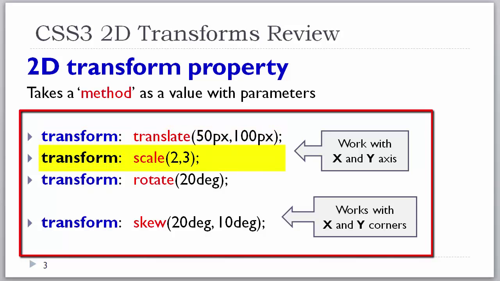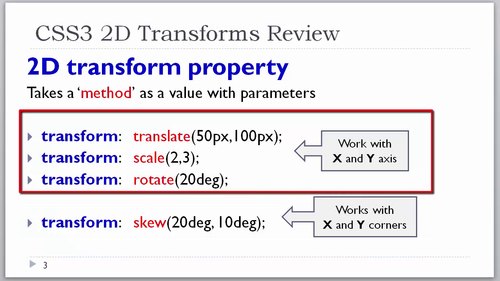Transform scale allows us to proportionally scale something up or down. Transform rotate takes 0 to 360 degrees. And skew, which is where we're changing the x and y corners of our container. Notice the first three are already working with the x and y axis, and they are also available as a 3D transform with the capabilities of working on the z-axis.